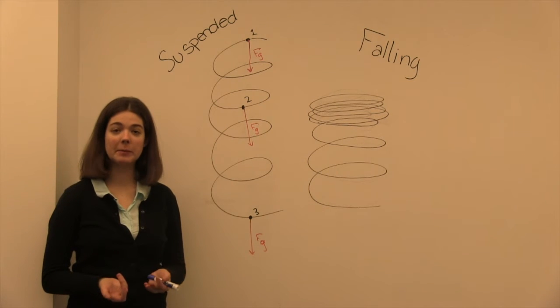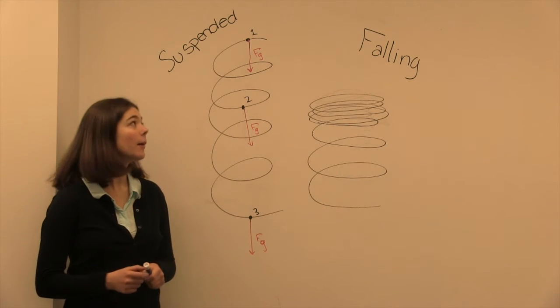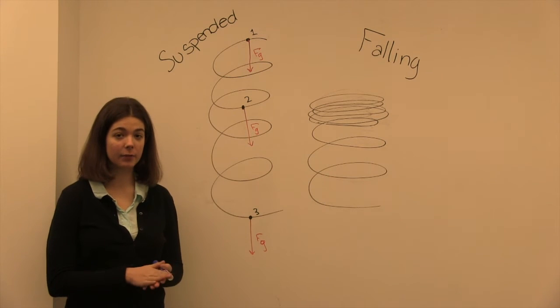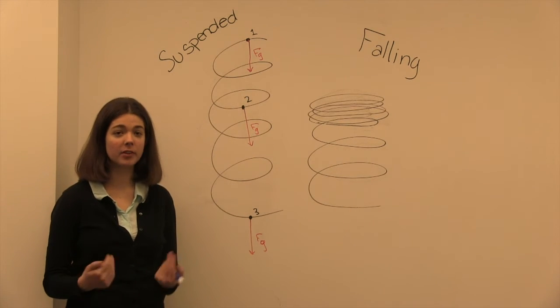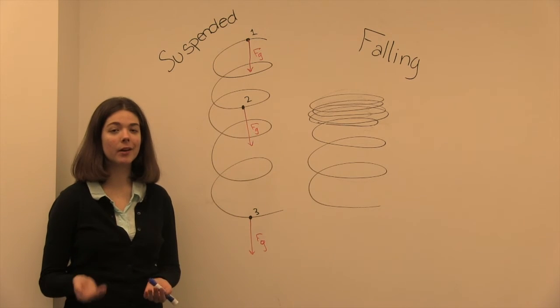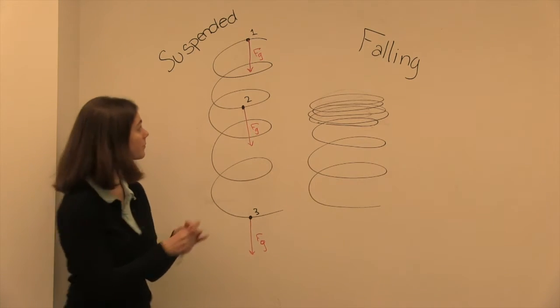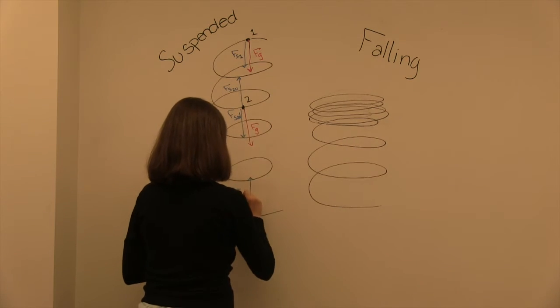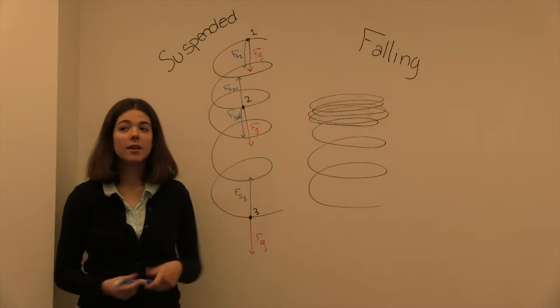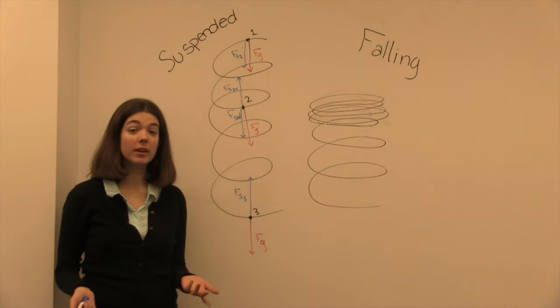The differences are apparent when we look at their spring forces. The top point has 1 spring force in the negative y direction. The middle one has 2 spring forces, 1 upwards and 1 downwards, and the bottom one has 1 upward spring force. So this is the picture of the Slinky that we have when it's suspended.